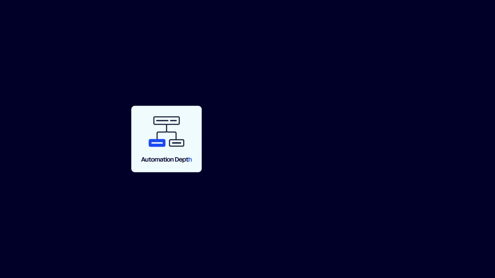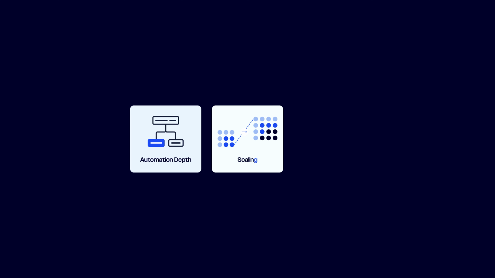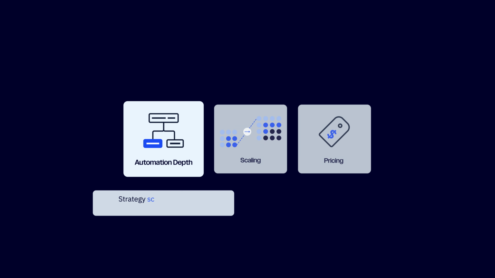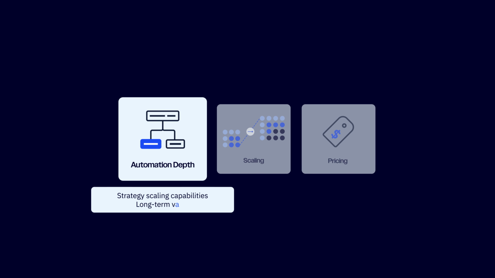Both Mailchimp and ActiveCampaign list features like automation and segmentation, but don't go into detail on how their versions of the features affect the quality of your campaigns. Which is why, instead of reading off a long list of features, let's focus on 3 big differences that actually have an impact on the work you do every day. Automation depth, how well you can scale your strategy, and the long-term value of each platform.